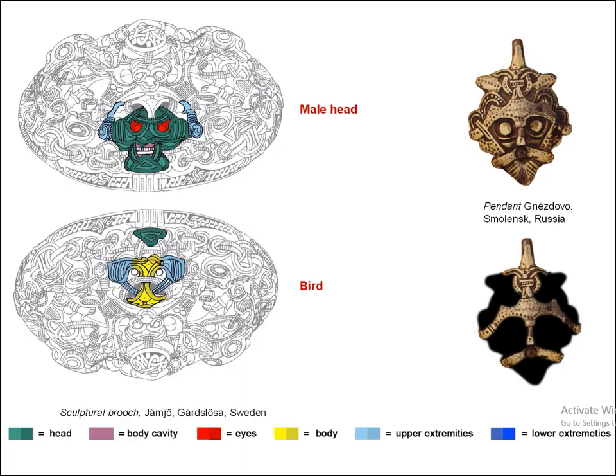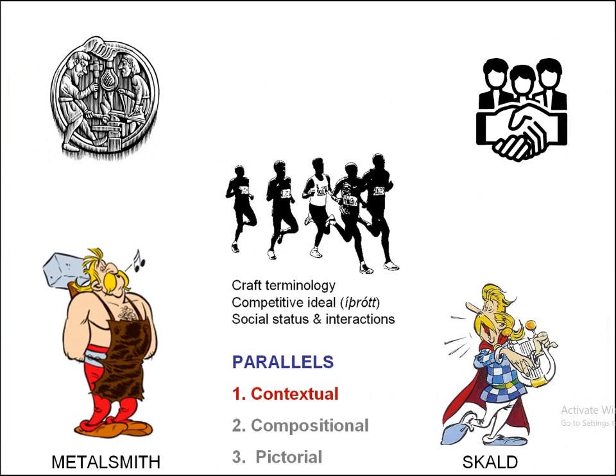In order to return to the parallels between the metalsmith and the skald, we have contextual parallels which concern the craft terminology. There is an idea of competing with oneself and other professionals. The social status and interactions between, for instance, members of the upper class would have been quite similar.